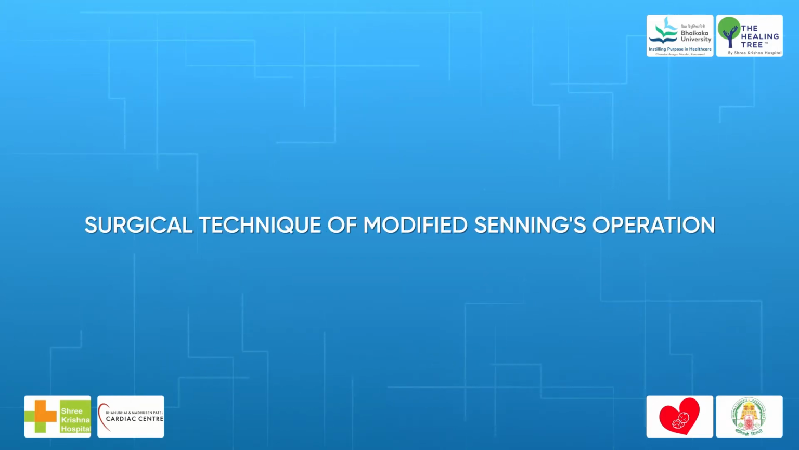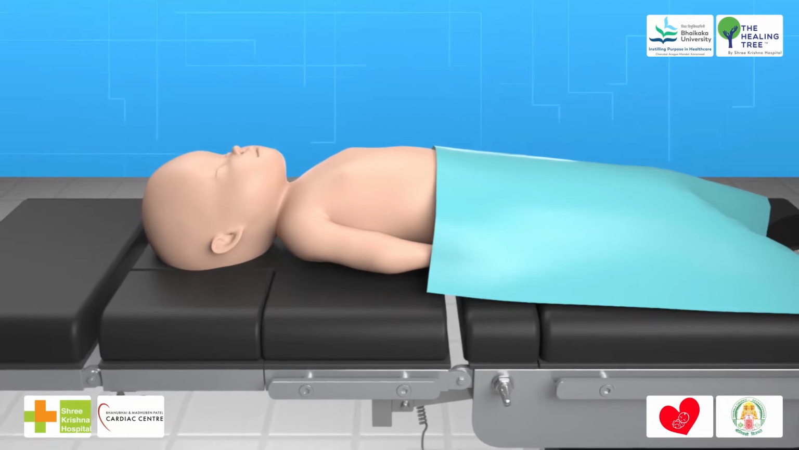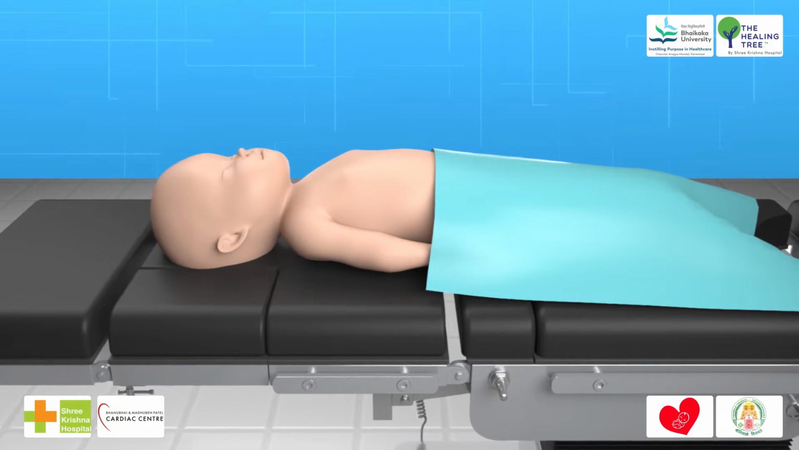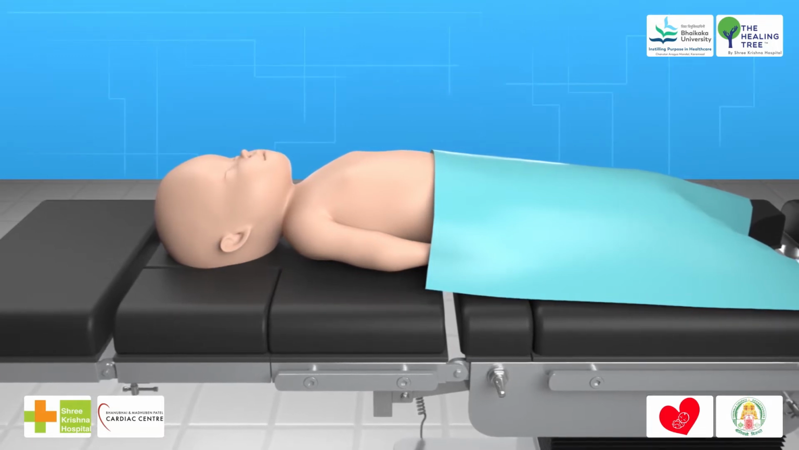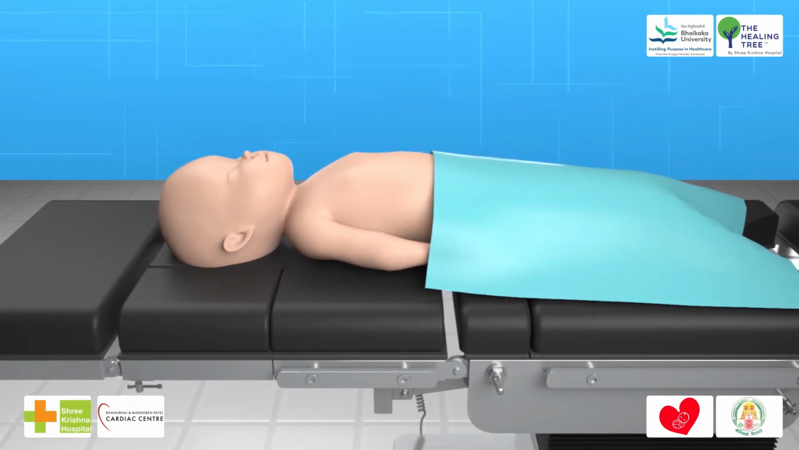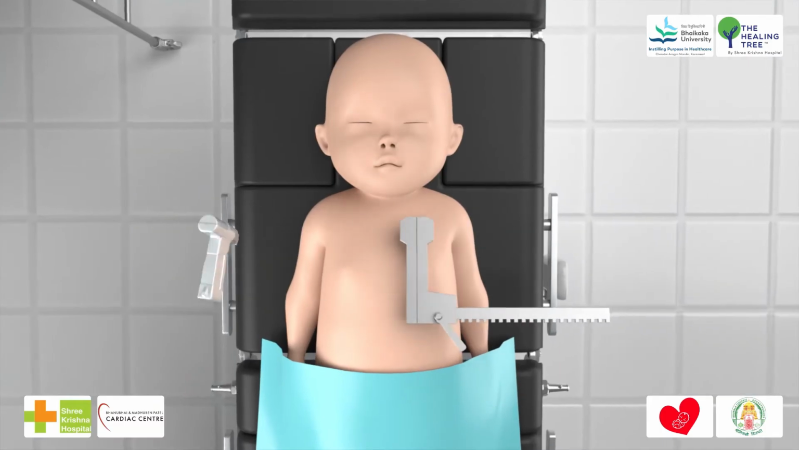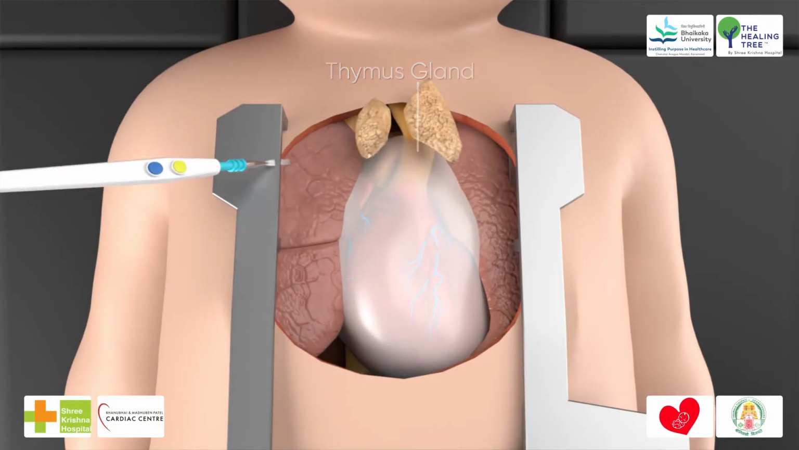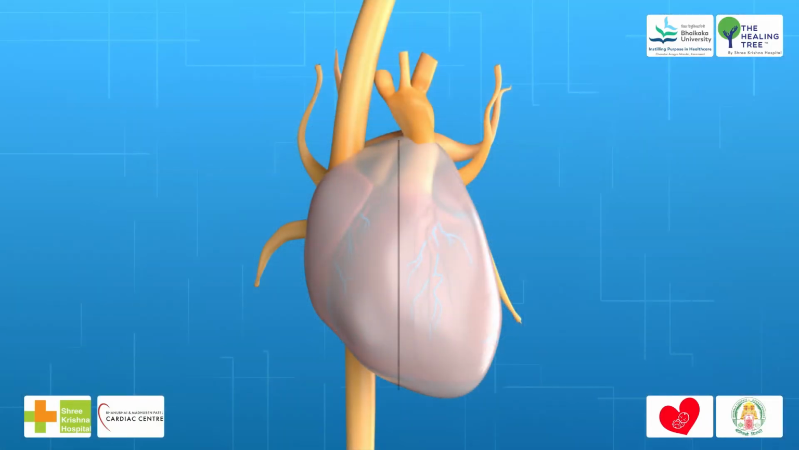Surgical technique of modified Senning operation. The operation is performed during cardiopulmonary bypass, CPB, with variable degree of hypothermia depending upon the case profile. Steps: 1. Median sternotomy is performed to expose the heart. 2. Thymus dissection is done. 3. Pericardium is opened on the left side of the midline, keeping extra length of pericardium to the right.